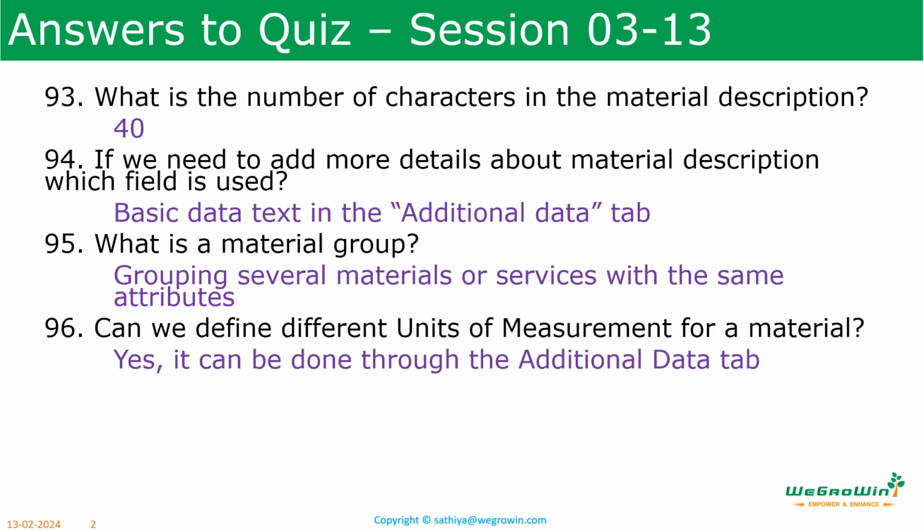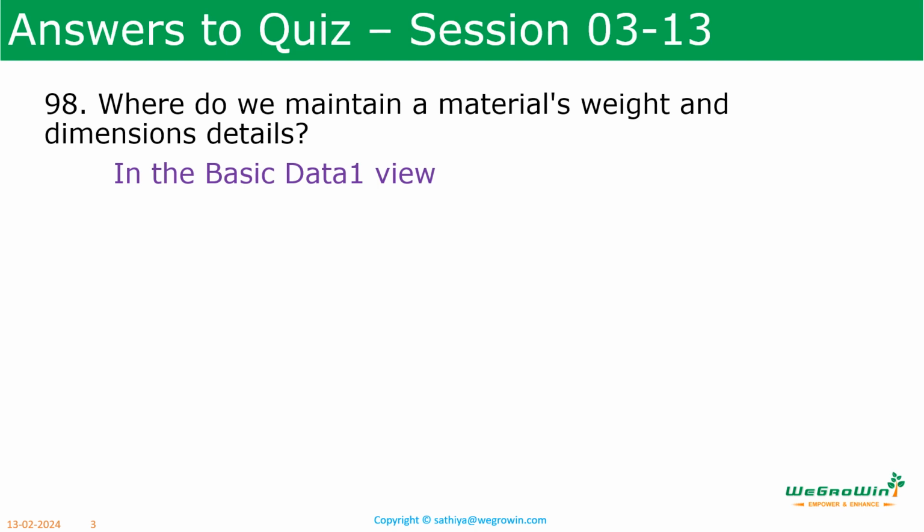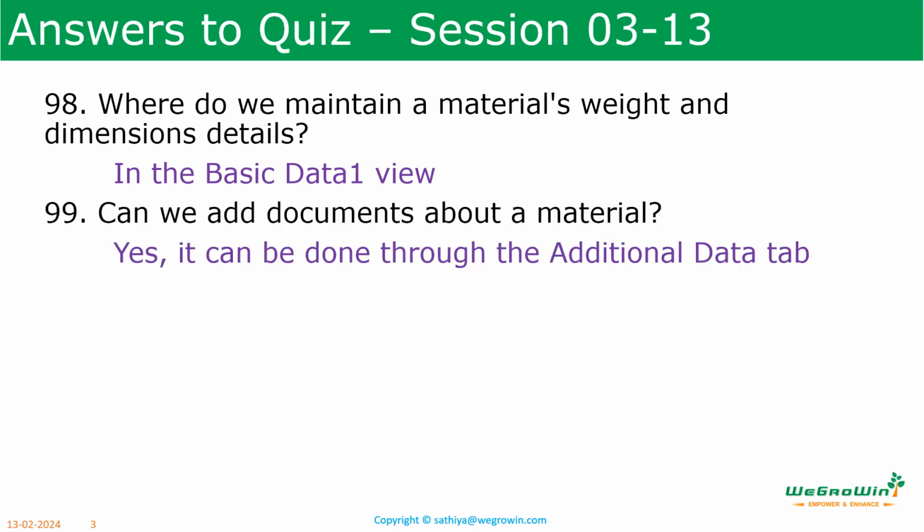Can we define different unit of measurement for a material? Yes, it can be done through the additional data tab. Can we define the description of a material in different languages? Yes, it can be done through additional data tab. Where do we maintain a material's weight and dimension details? These details are maintained in Basic Data 1 view. Can we add documents about a material? Yes, we can add the documents in the additional data tab.